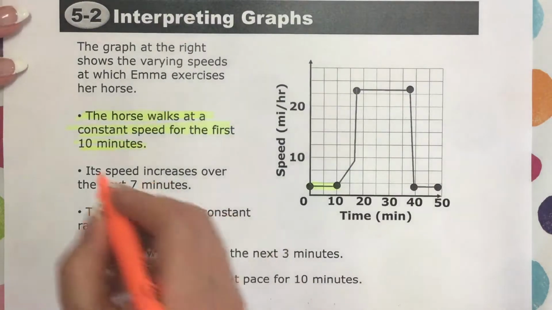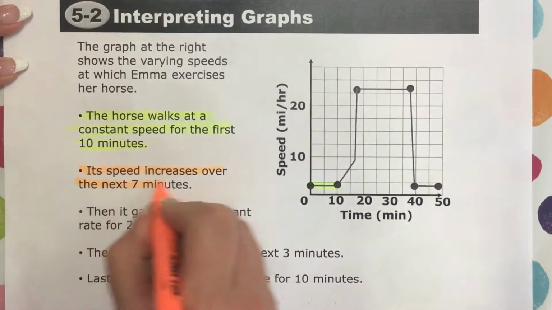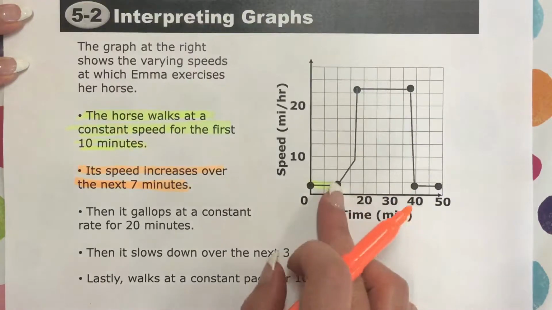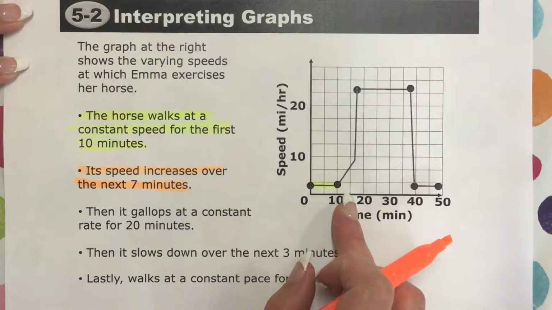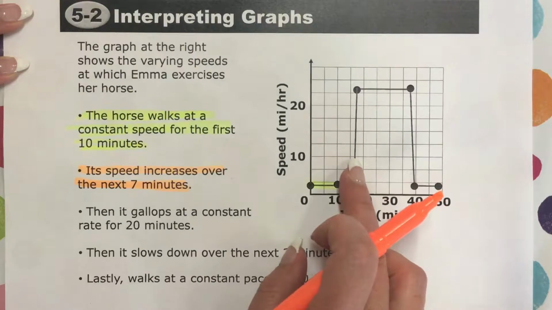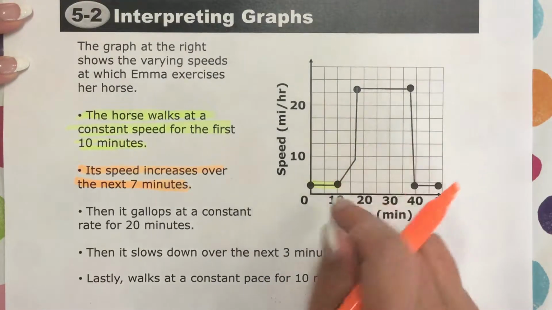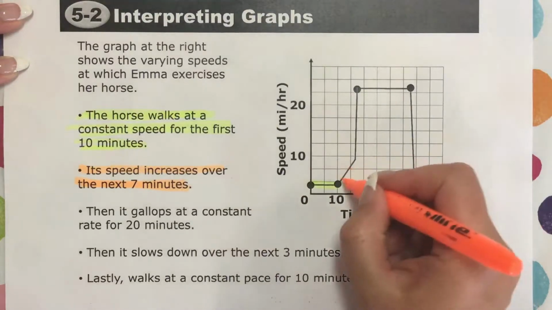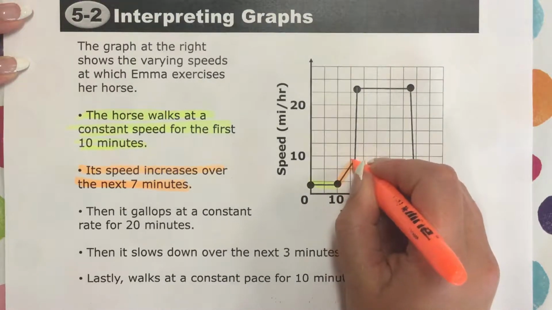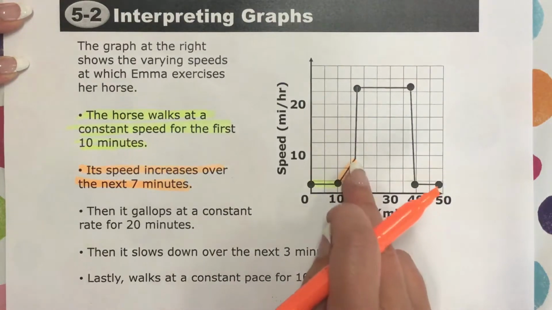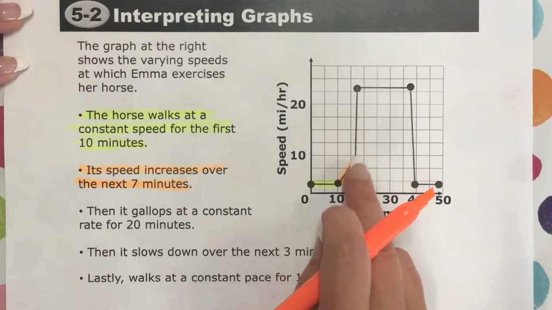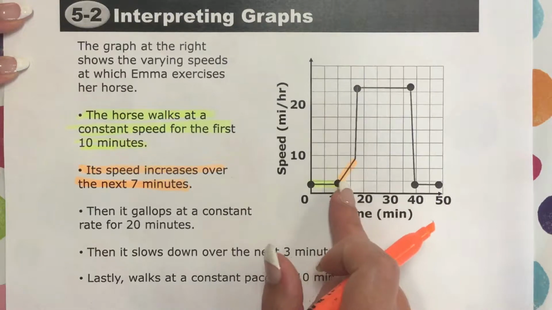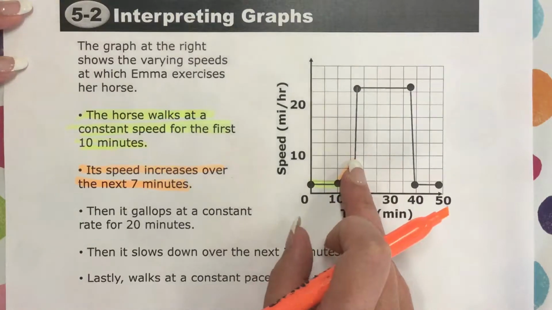is the speed increases over the next 7 minutes. So over the next 7 minutes, from 10 minutes, you can see that we were at about 2 miles per hour, but now our miles per hour is growing over these next 7 minutes, and now we're just under 10 miles an hour there. But if you see over the 7 minutes, the speed increased.